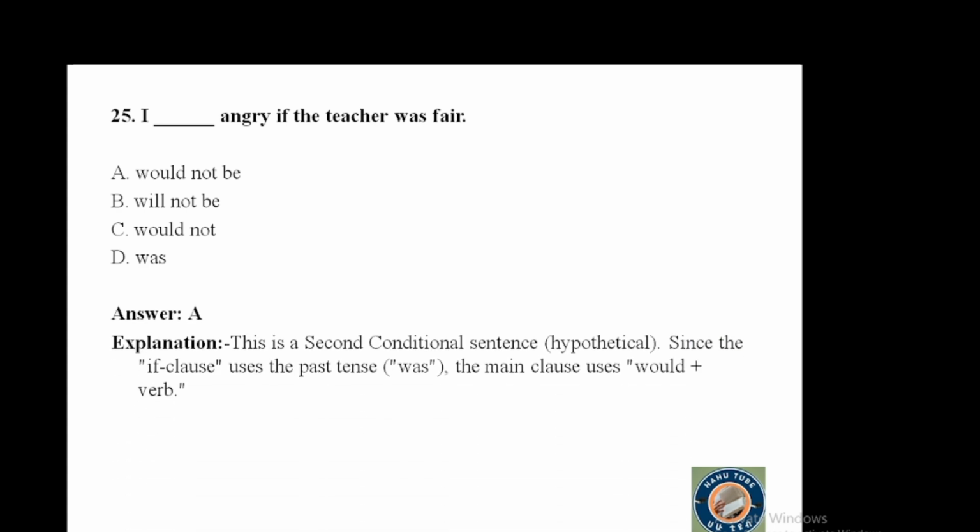Question number 25. I blank angry if the teacher was fair. A. Would not be. B. Will not be. C. Would not. D. Was. The answer is would not be. This is a second conditional sentence, hypothetical. Since the if clause uses the past tense, was in this case, the main clause uses would plus verb. Hence, I would not be angry if the teacher was fair is a correct sentence.